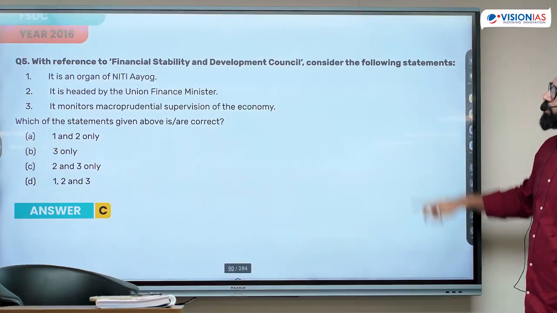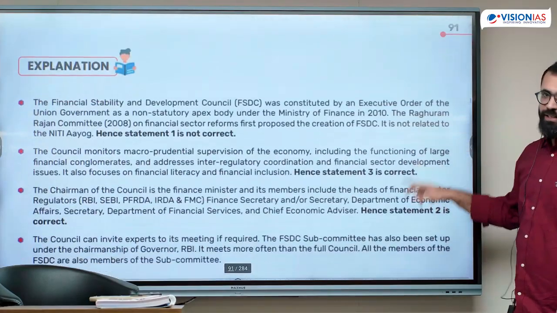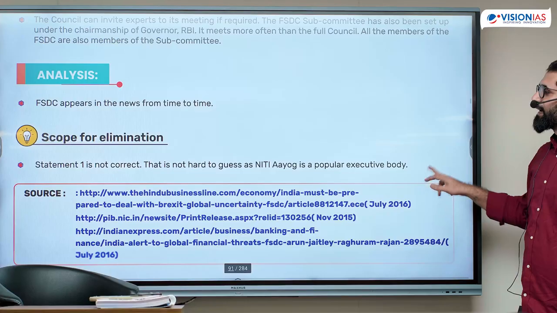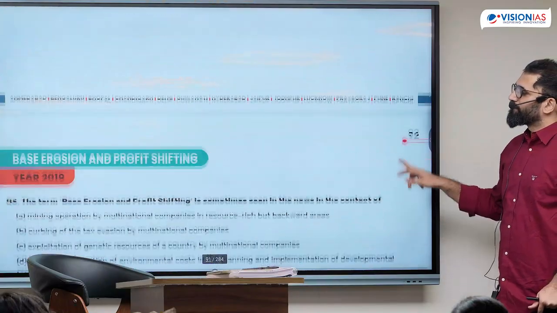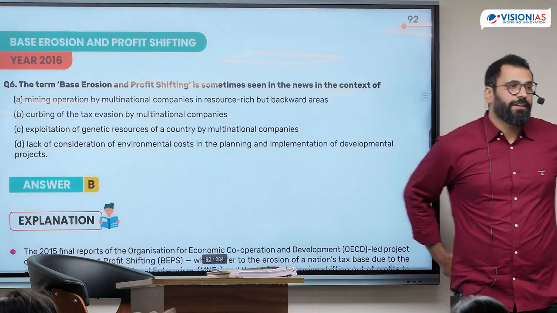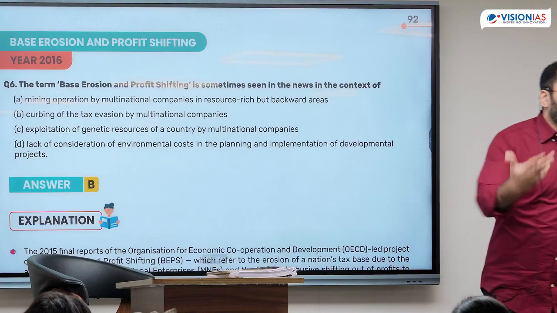When we say think tank role of Niti Aayog, what do we mean by that? Think tank भी role है उनका. What do you mean by think tank? Huh? Analysis of what? What do you mean by think tank?